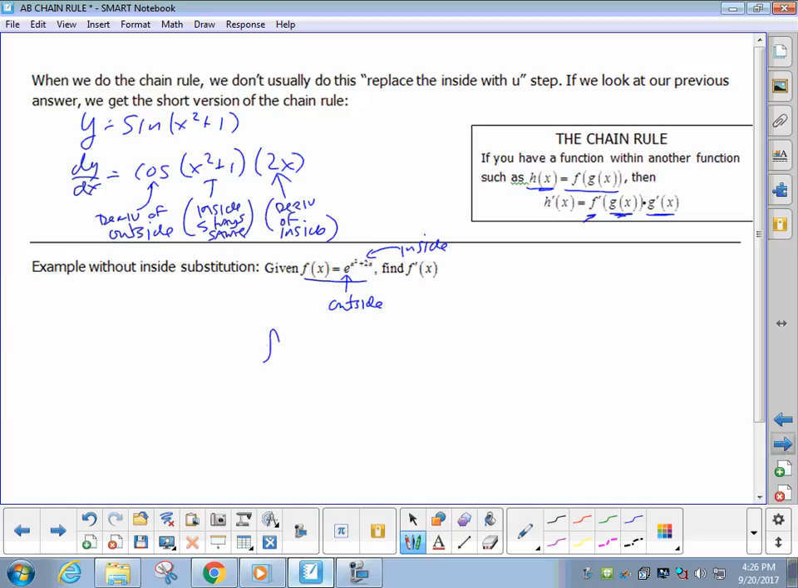So when I say the chain rule, it's the derivative of the outside, the derivative of e to the. Well, I know when I take the derivative of e to the anything, it stays e to the. The inside stays the same, so the inside stays x squared plus 2x. Then I multiply by the derivative of the inside. The derivative of the inside is the derivative of x squared plus 2x, so that's 2x plus 2. That's my answer. That's it. Derivative by chain rule: derivative of the outside with the inside the same, times the derivative of the inside.